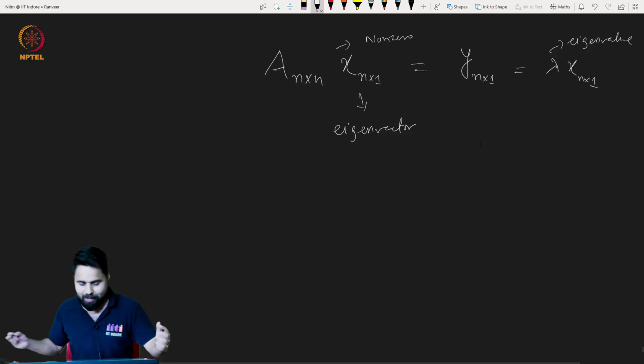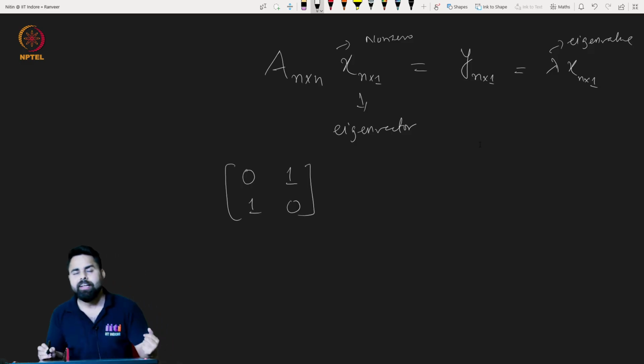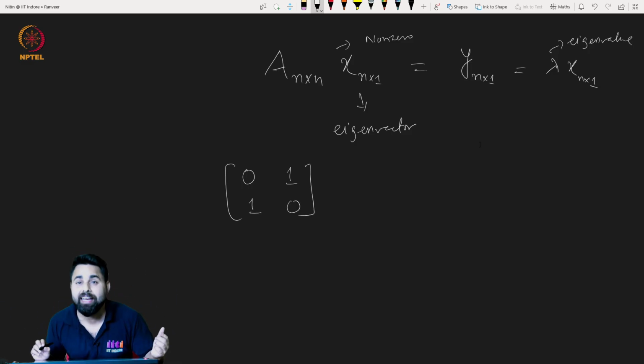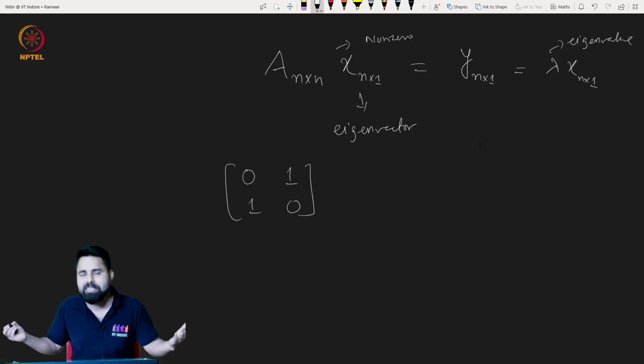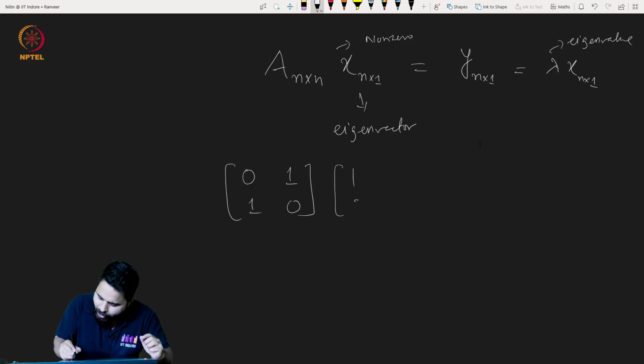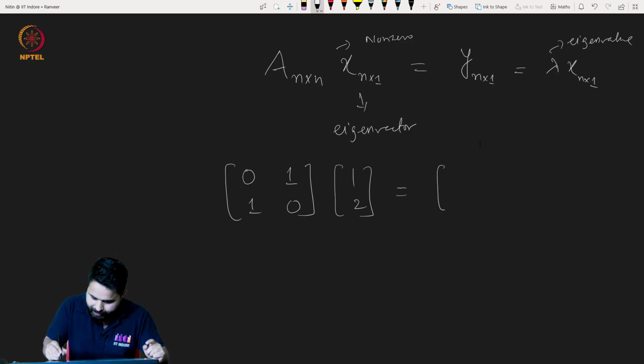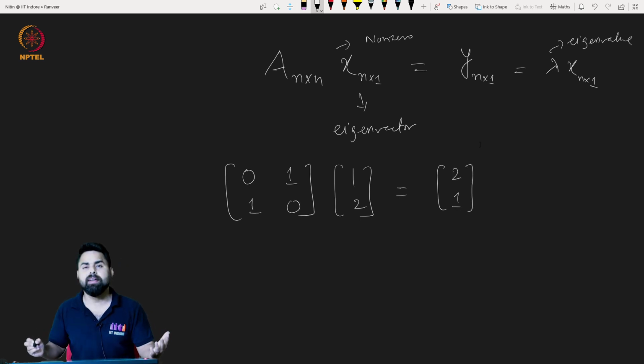So this is a very simple definition of eigenvectors and eigenvalues. Let us take an example. Let us take a very simple matrix, suppose this. Let us try to find some of its eigenvectors. Let us choose one vector and check whether it is an eigenvector or not. Let me just take (1, 2). Very simple one. What will be the output? The output will be nothing but (2, 1), right?